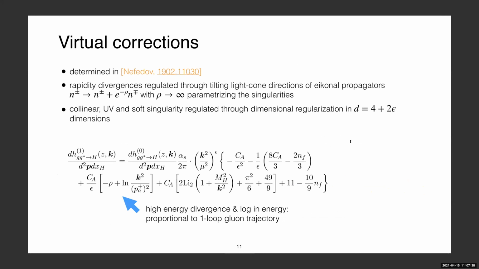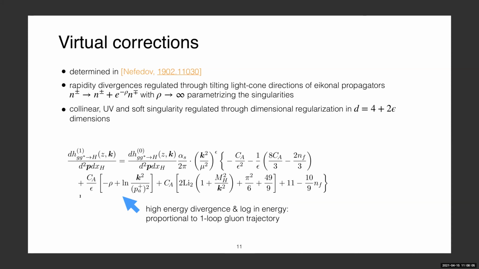All the virtual corrections for this kind of observable have been calculated before. They were determined by Benevedov. You see the result below, which uses a regulator for rapidity divergences, the high energy divergences. The tilt of the Wilson lines is a factor against the light cone with this parameter rho, and then rho is pushed to infinity. So when rho goes to infinity, we go back to the usual light cone directions. And this rho is then used to parameterize our divergences.